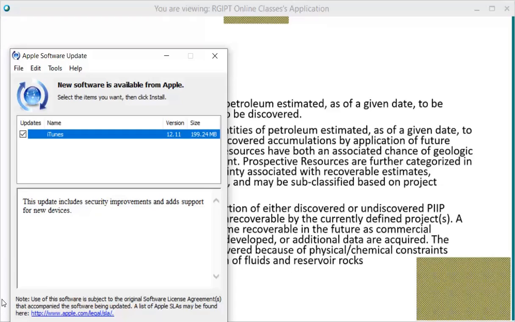Now, undiscovered PIIP, petroleum initially in place, is that quantity of petroleum estimated as of a given date to be contained within accumulations yet to be discovered. Okay? Yet to be discovered.